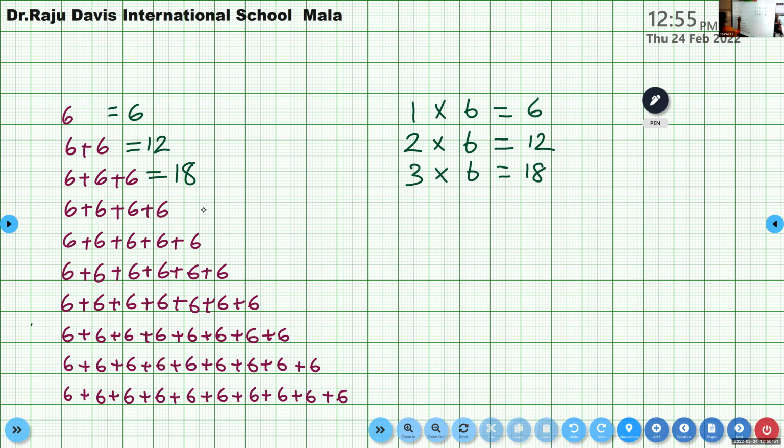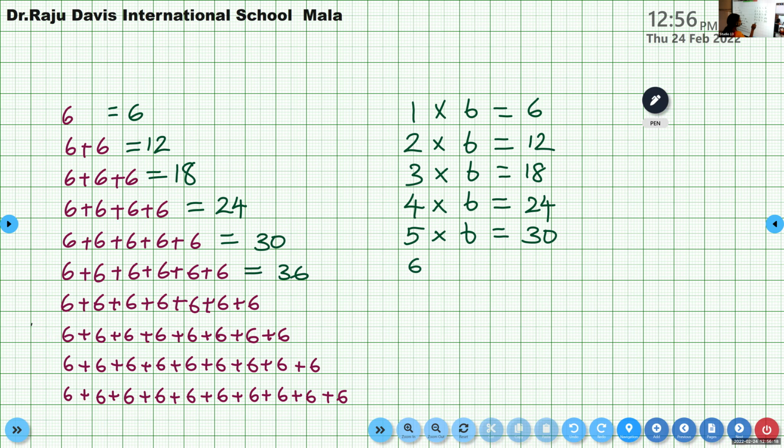Now 4 times 6, that is equal to, this we studied, 24. So 4 into 6 or 6 into 4, 24. 5 times 6, this also we studied, 30. 5 into 6 is equal to 30, or 6 into 5 is equal to 30. Now 6 times 6 is equal to 36. So 6 into 6 is equal to 36.